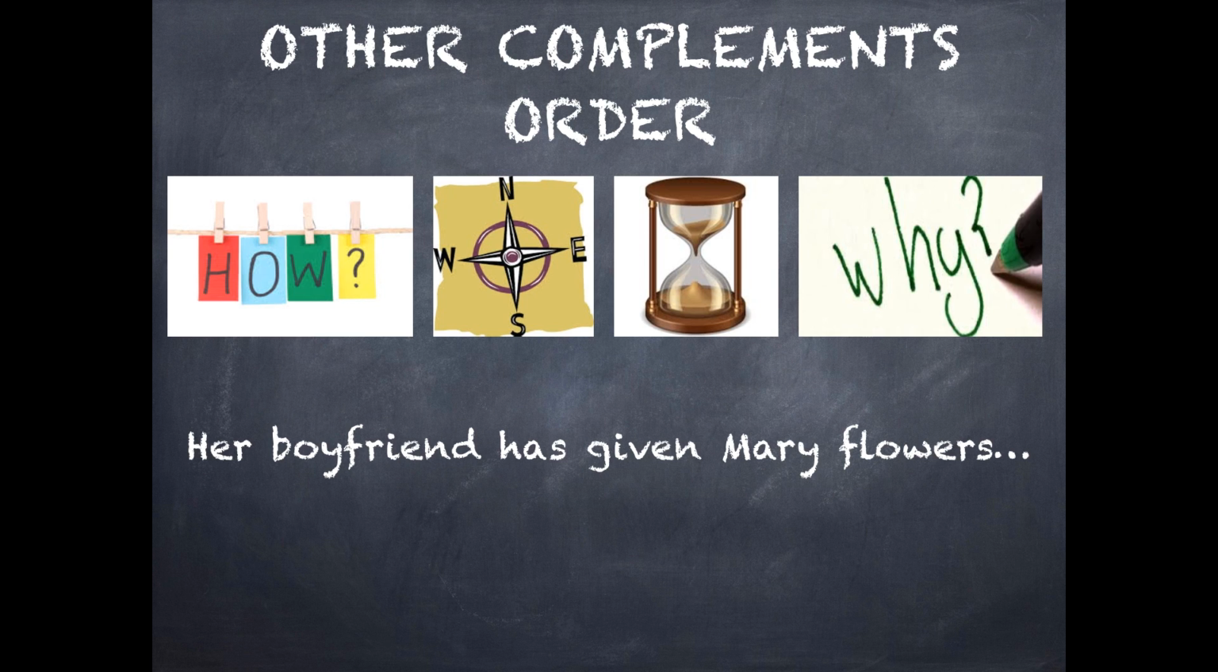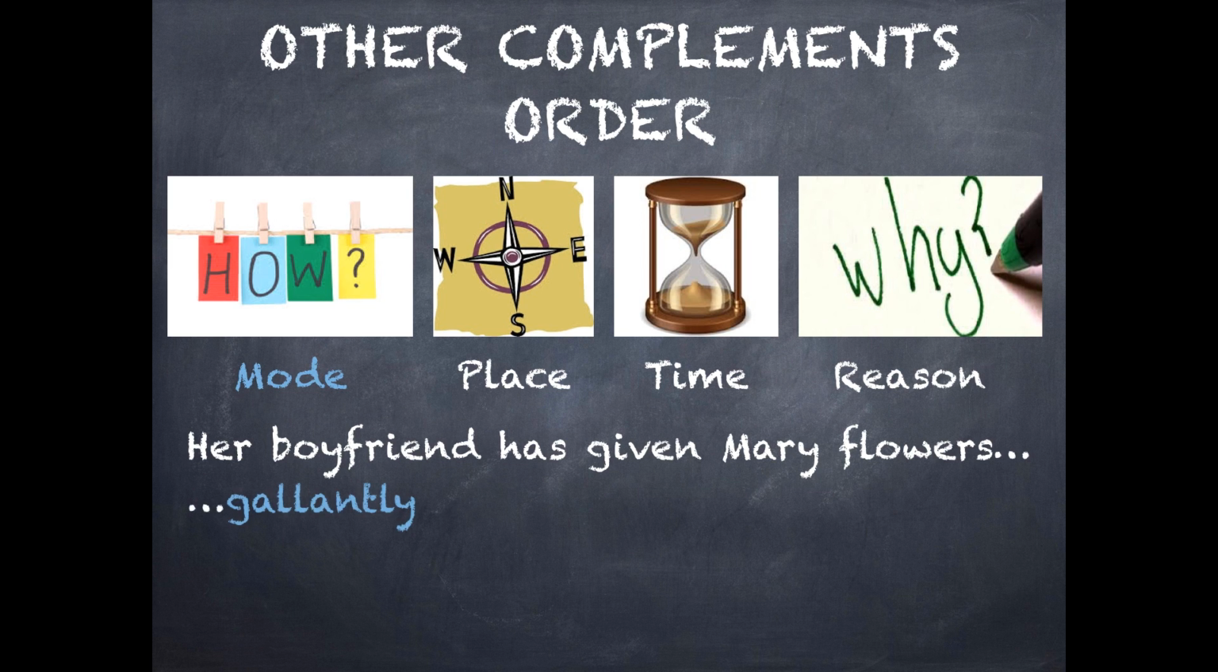The order of these complements is not free. We must also learn how to organize them. First, we must use the modal complement, how, then comes the place, where, after that the time, when, and finally the reason, why. Taking our example, her boyfriend has given flowers to Mary.